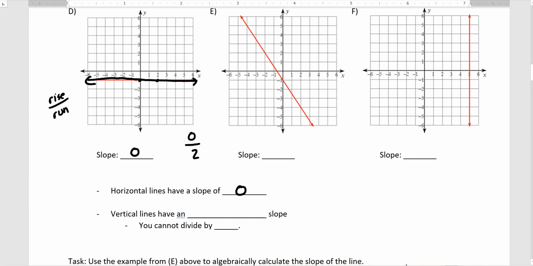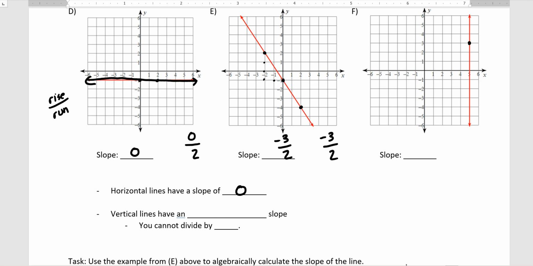All right, let's talk about letter E. It looks like -2, 2 is a point here, and I'm going over. It looks like 0, -1 would be a point. Yep, that's checking out. So I went down 3 and over to the right 2. So that would be -3 over 2. Did we find our slope to be -3/2? Hopefully we did.